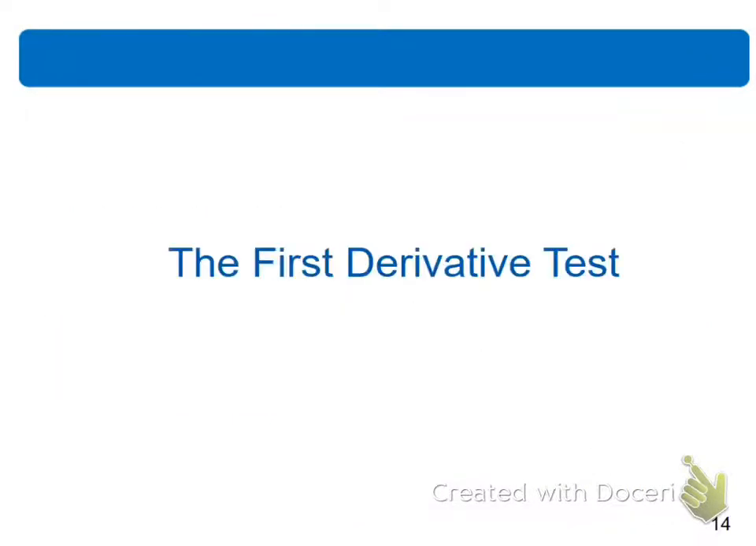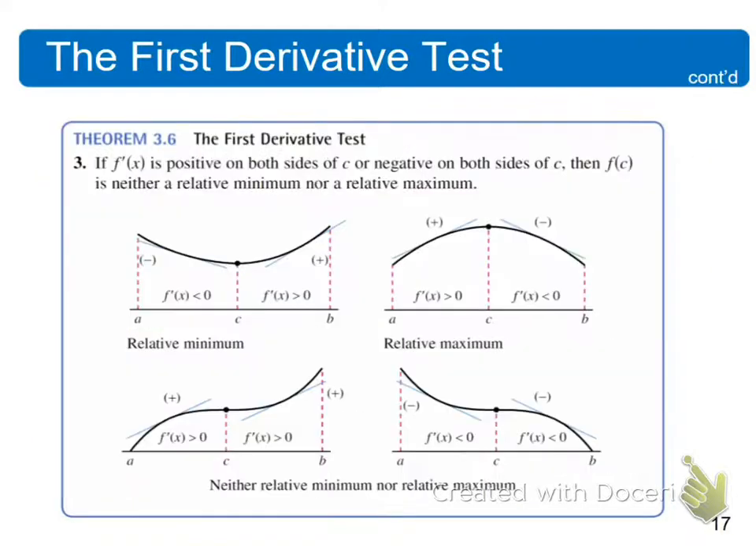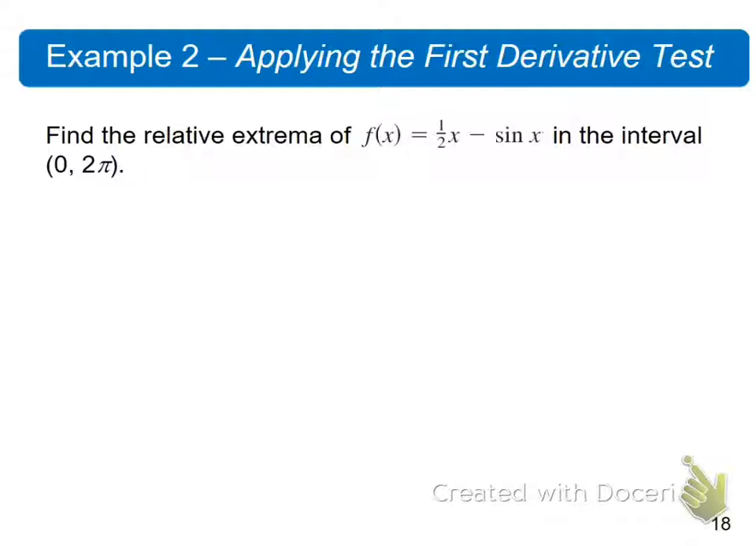Okay? So we did the first derivative test. That's going through it here. Let's do another one. Find the relative extrema of the function 1/2 x minus sine of x, and we're only going to look at the interval from 0 to 2 pi. Everybody clear on that? So we're going to find critical numbers. Let's find f prime of x: the derivative of 1/2 x is 1/2, minus the derivative of sine of x, which is cosine x. Everybody agree?